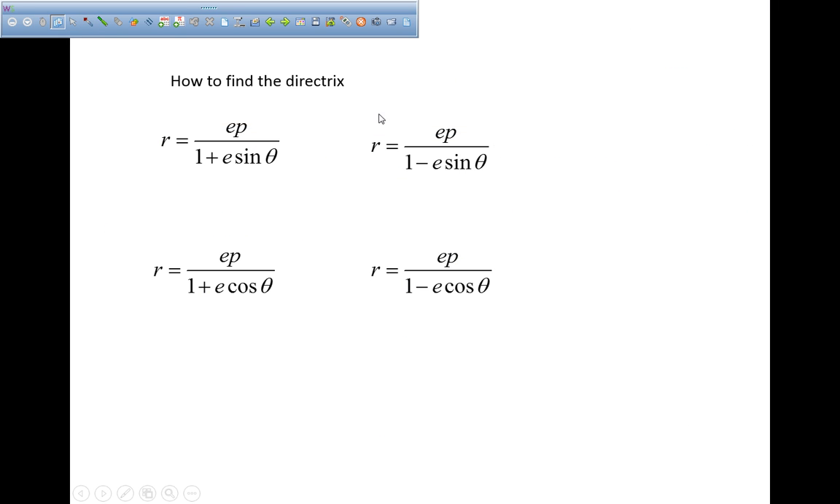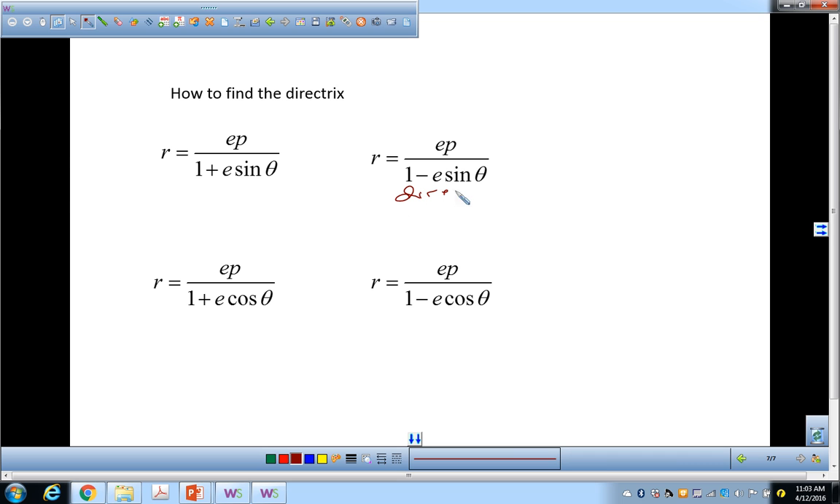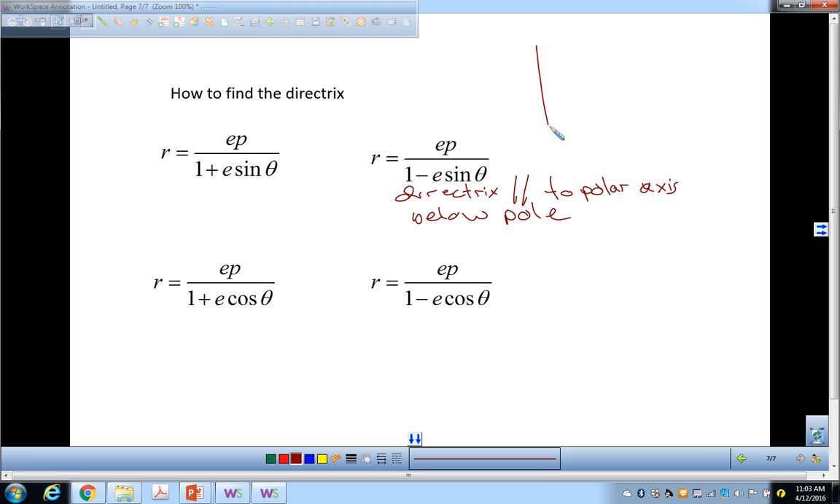Okay, so then for this one, with e minus, the directrix is parallel to the polar axis below the pole. Okay, below the pole. So if I were graphing this real quick, one focus is always going to be there, right? So if it's an ellipse, the ellipse is going to look something like this, okay? If it is a hyperbola and the directrix is going to be down here, one focus is always at the pole, okay? So it's going to be looking like this here. And the other focus has got to be somewhere down here, okay?